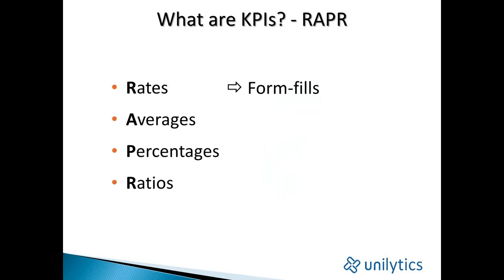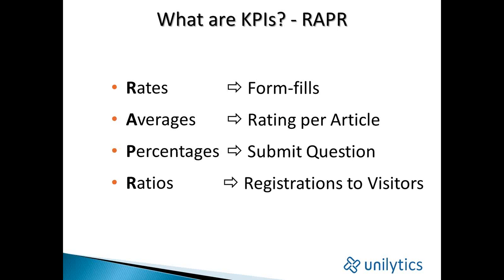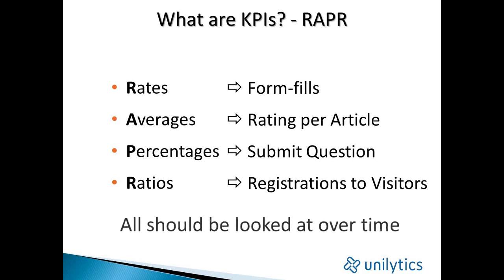So it might be the rate of form fills, or the average rating per article, or the percentage of those who submitted a question, or the ratio of registrations to visitors. Of course, if we get more visitors, we'll likely get more registrations. And if both double, the ratio will remain the same, which means, yes, we brought more visitors to the site, but the website itself was not converting. It wasn't causing us to get more registrations. We just had more volume. So the ratio is what we want to look at. And we always need to look at these over time.